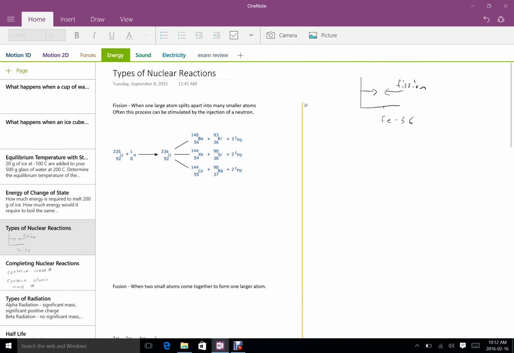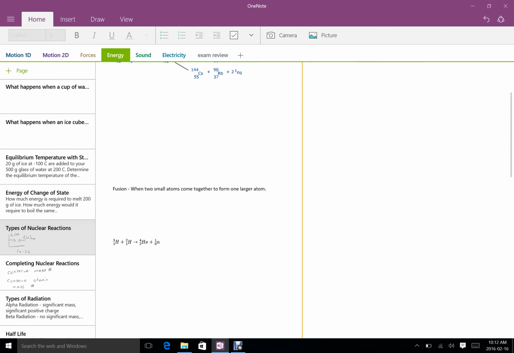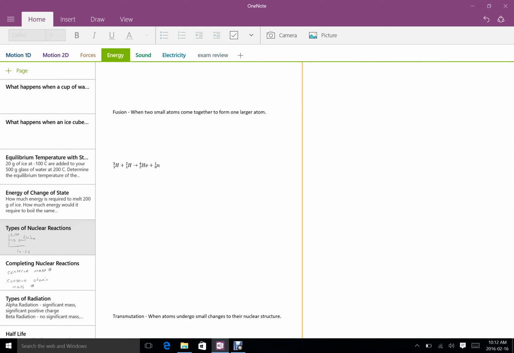Alternatively then, instead of one big thing splitting apart, we can have 2 small things coming together in a fusion process. A common fusion process in the sun, for example, would be when hydrogen with an isotope of mass 3 and hydrogen with an isotope mass of 2, those are called triton and deuteron respectively, although they're just special names for the isotopes of hydrogen, come together to form helium and a neutron.